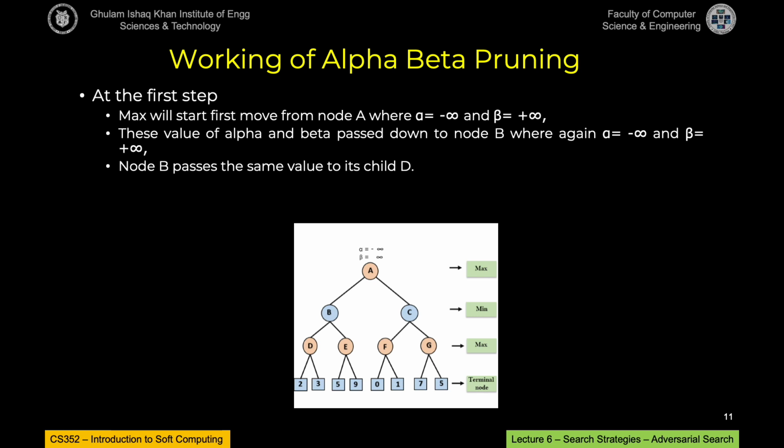The terminal nodes or the leaf nodes at the end have utility values given, which are 2, 3, 5, 9, 0, 1, 7 and 5. So at the very first step, the max player will start the first move from node A, where alpha is minus infinity and beta is initialized with positive infinity.